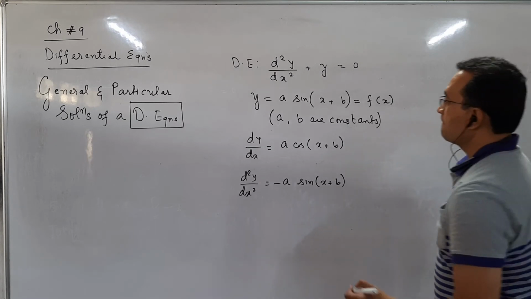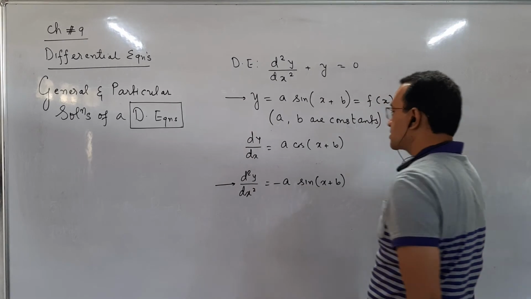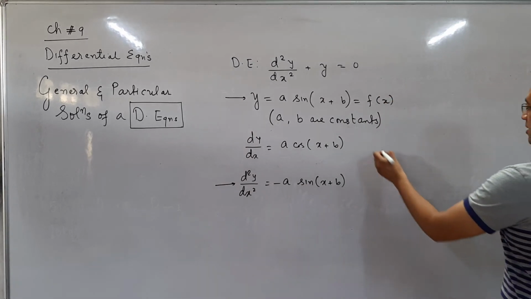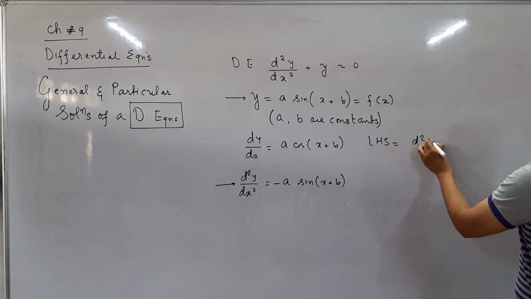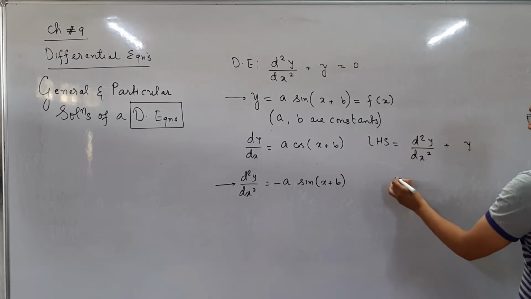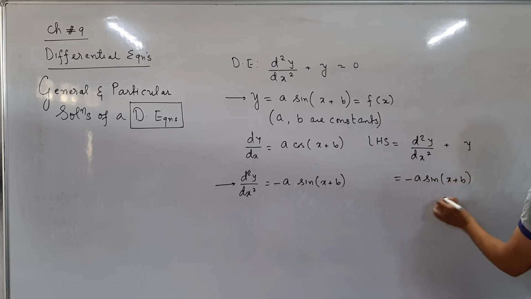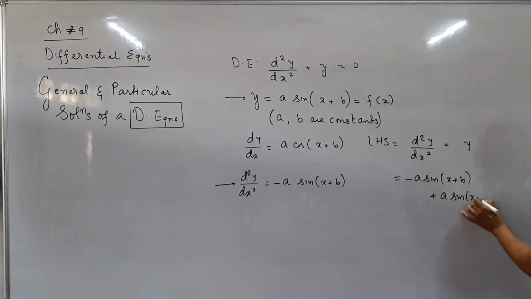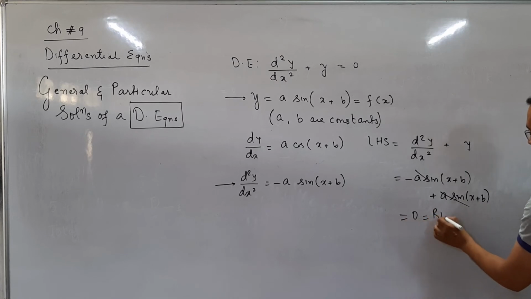Now what I am doing, I am substituting this y and d2y by dx2 in the differential equation. The left hand side of the differential equation is d2y by dx2 plus y. What is the second order derivative? Minus a sine of x plus b. What is y? a sine of x plus b. These two get cancelled and I am getting my right hand side as 0.